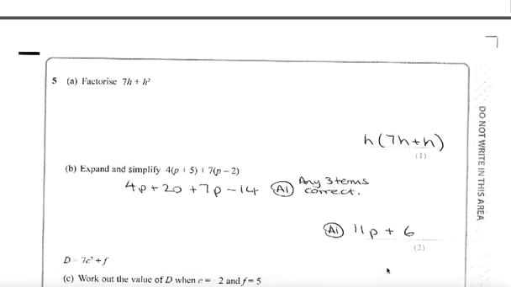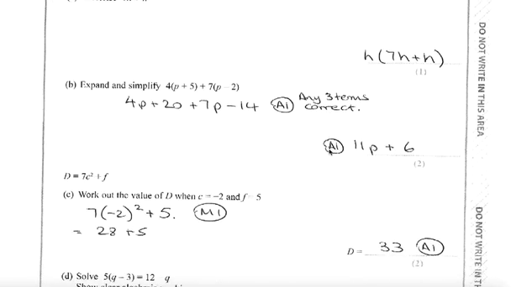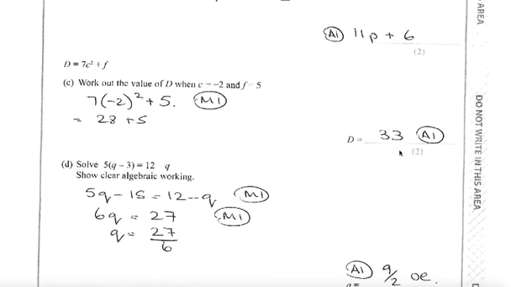Question 5. Factorising h into, that should be 7, not 7h, plus h at the end. H into 7 plus h. Part B, 11p plus 6 when we collect terms together. Part C, remember, put this in a bracket. Minus 2 squared is plus 4, not minus 4, giving you an answer of 33.